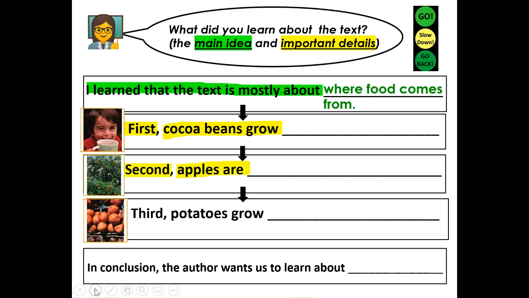Second, apples are. Where do you get apples? How do you get apples? So say second, apples are. So write your sentence stem, then say the rest of your sentence and write the rest of your sentence. So this is another good place to push stop.